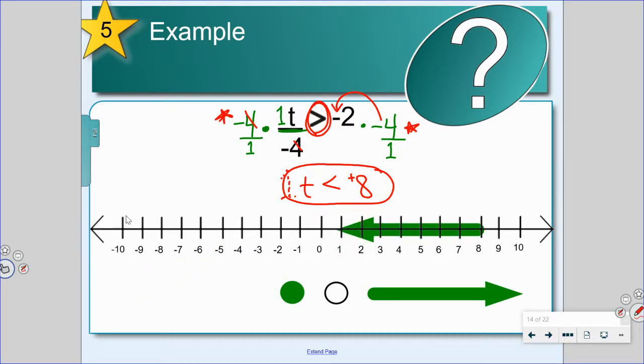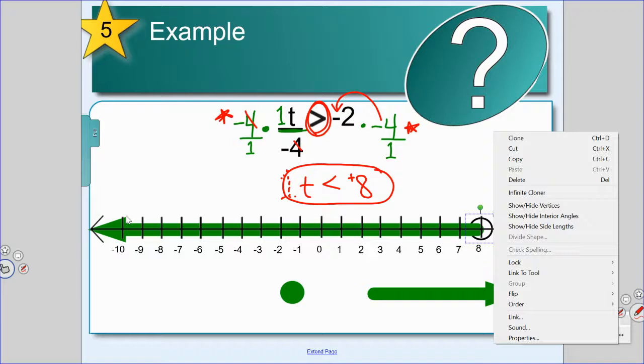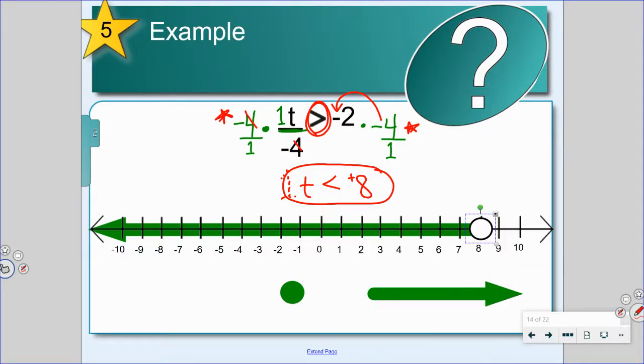I'm going to draw this. I'm going to extend that line. And does 8 work? No, it does not. So I'm going to draw an empty dot. Let me see if I can bring that forward. Hopefully that'll make things a little prettier, huh? There we go.